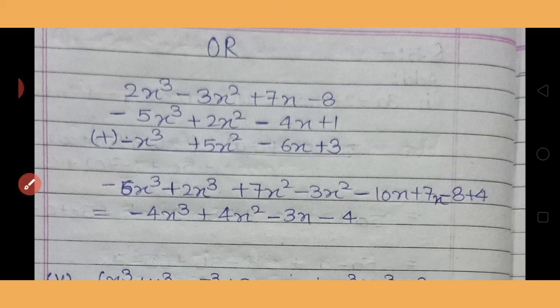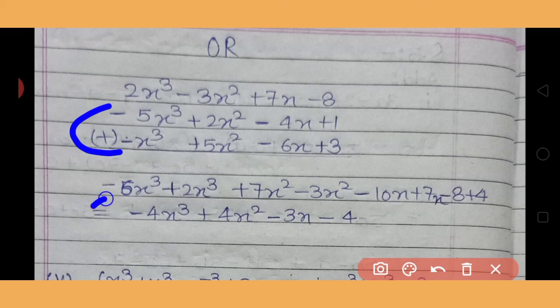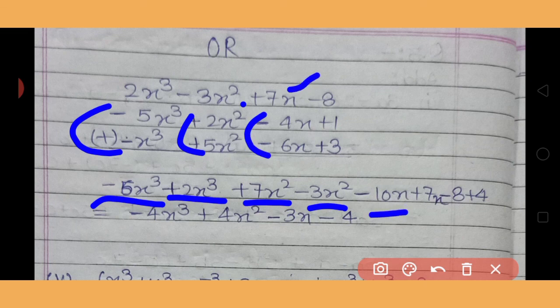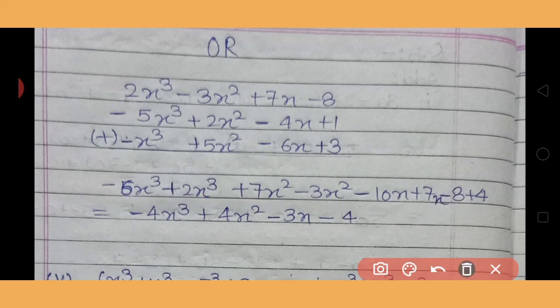Whatever numbers are addable, we will add those numbers. For example, these two numbers are addable because their signs are the same. So minus 5x cube and minus x cube becomes minus 6x cube, and we will write plus 2x cube. Here these two terms, 5 plus 7x square, I have written 7x square minus 3x square, and then 6 and 4 make minus 10x and then 7x, and here 8 is there, 3, 1, 4. So the same expression came as we have seen previously.